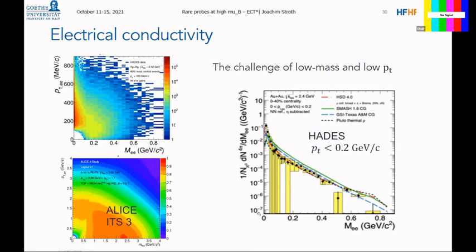Yet you can try it out. There is the first try with HADES making a cut at pT 200, so this is going over here and projecting down, and that's what you get out. So this is something for the future. I think also experimentally more work has to be put into that to come really with substantial measurements of this part of the spectrum.